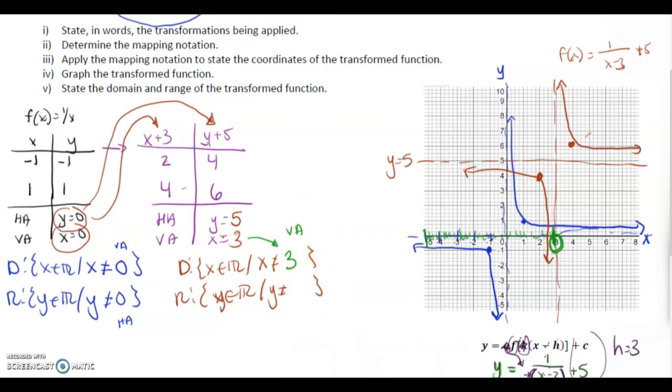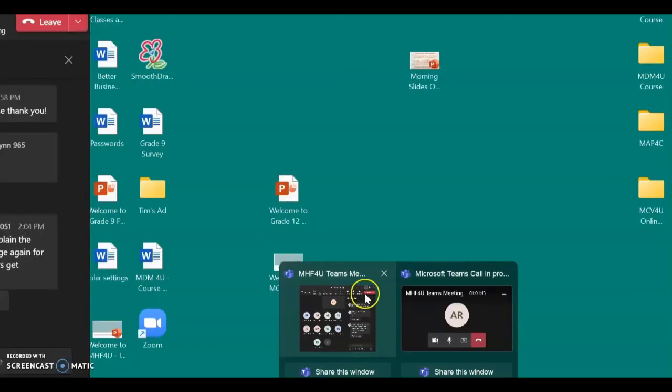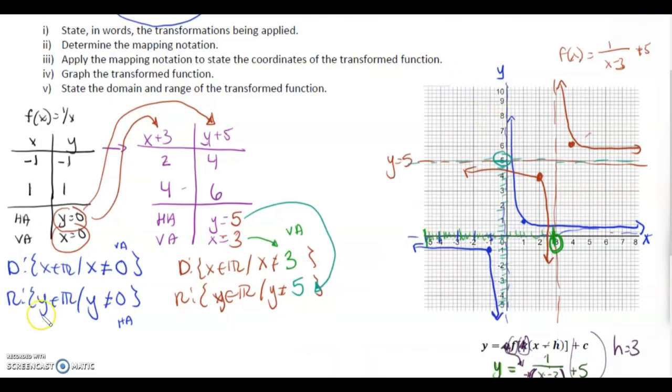Then if we look at the y coordinates, -5, -4, -3, -2, -1, 0, 1, 2, 3, 4. Oh, we get to 5. Our graph never hits 5. So the range, y does not equal 5. And that's it.